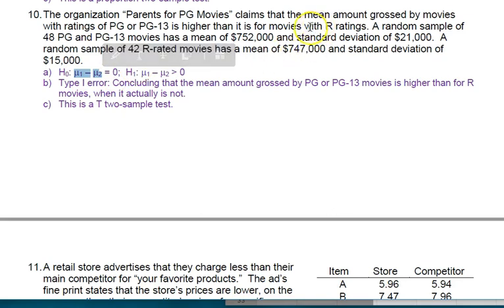And since the claim is that it's higher for the PG or PG-13, that means we're going to make this a greater than. A type 1 error would be concluding that the claim is true when it really isn't. And since we've got 2 different samples, we're talking about 2 different means here. That means in StatCrunch we would use t-stats 2 sample.